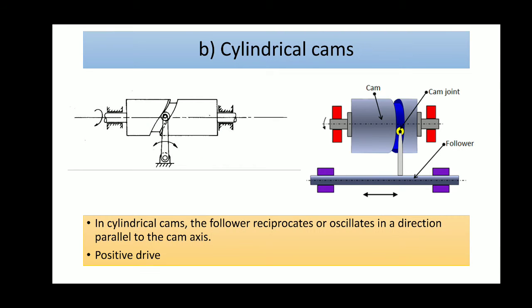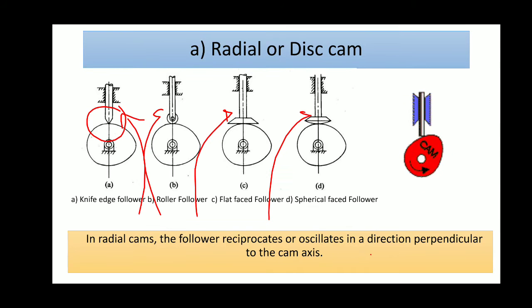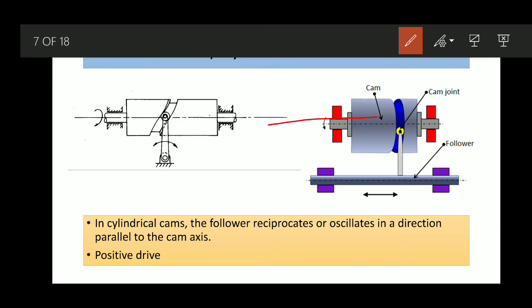Similarly, we can have cylindrical cams. As you can see, in cylindrical cams the follower either reciprocates or oscillates in a direction which is parallel to the cam axis. In this case the cam axis is like this, and it is rotating like this. As you can see, a groove is cut on the cam surface, and this part of the follower is connected to this particular follower.